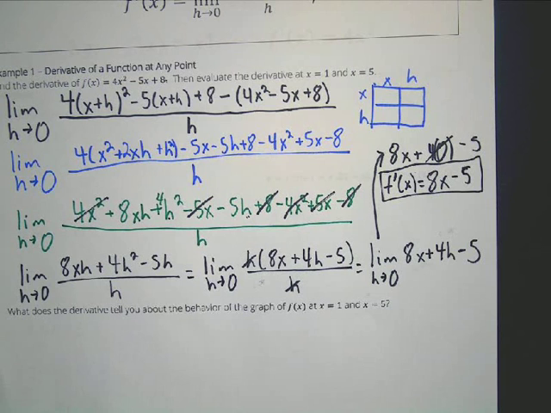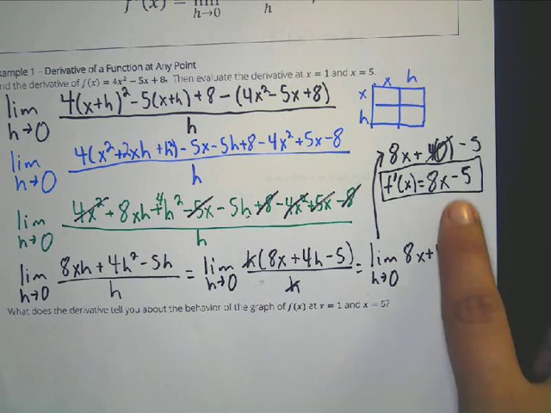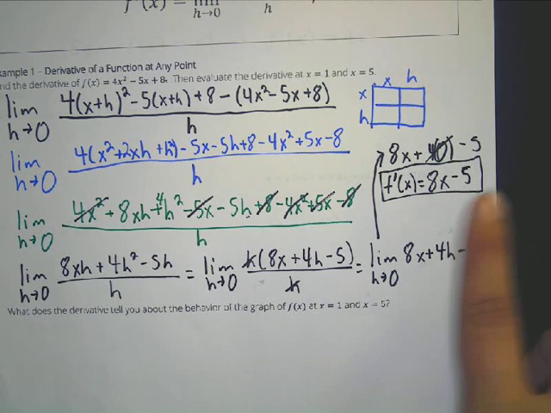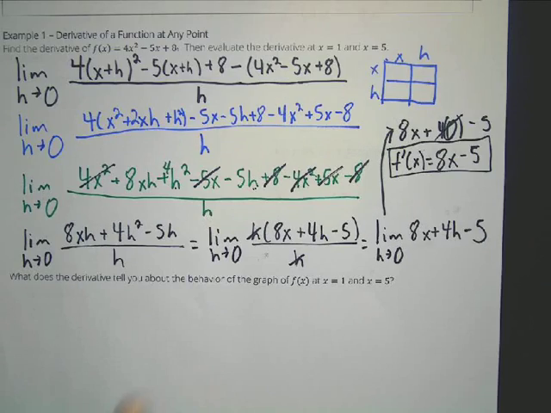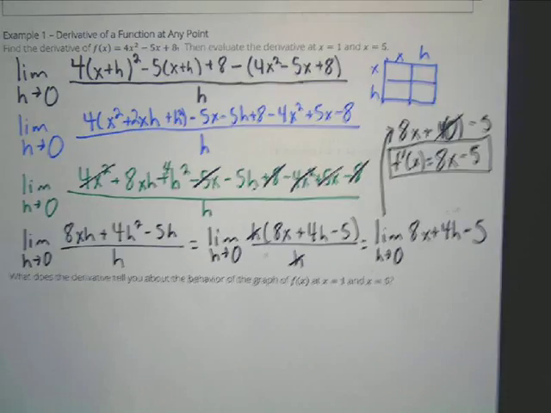So again, what is that saying? What is that equation telling us? Well, basically this equation gives us the slope at any point on the curve. So I can plug in a number and find out what the slope is at that point. Specifically, this question. Antonio, you want to read the second one?